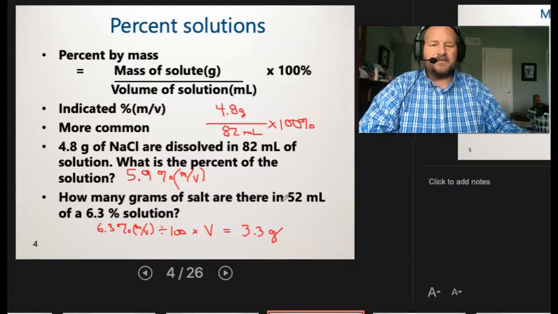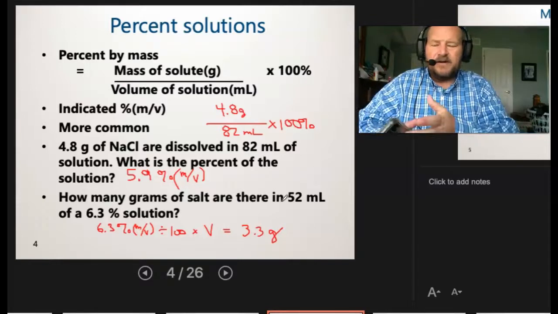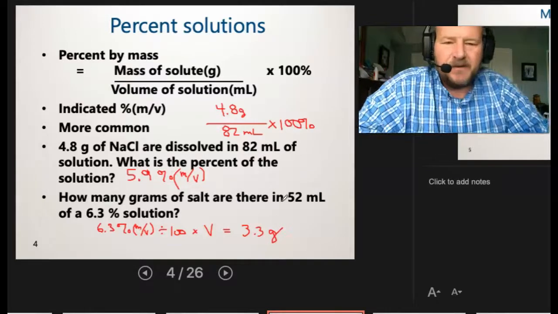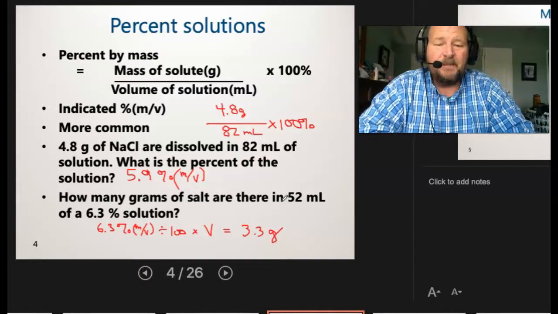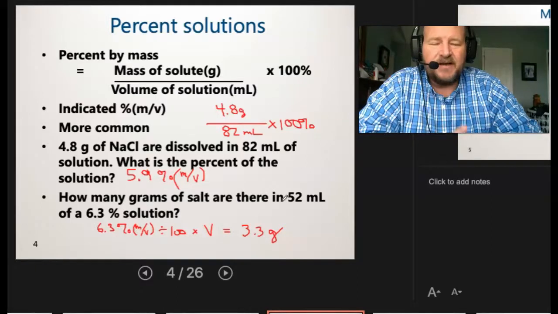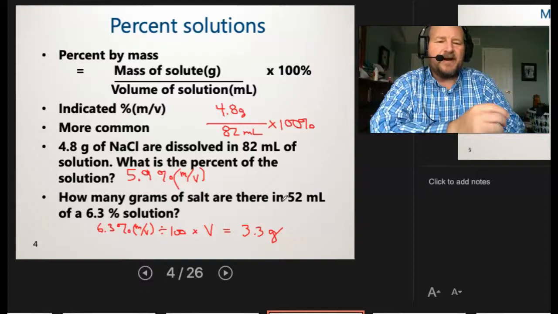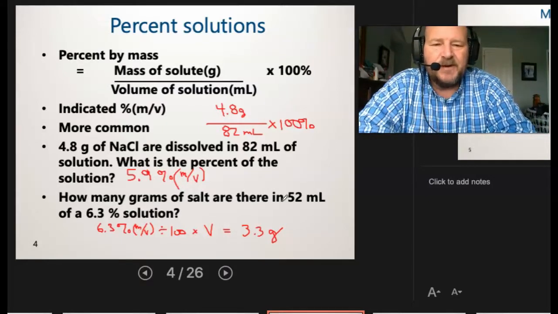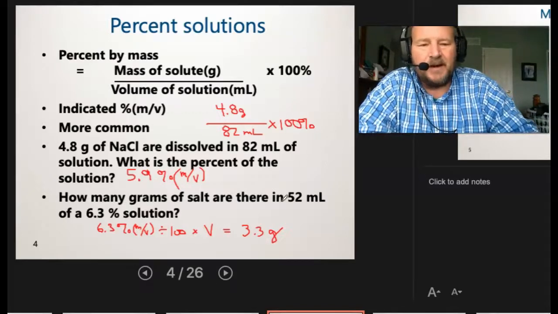Right, 3.3 grams. All right, now there's also mass over mass percentage, percent M over M. Those are not common at all, so I don't even take the time to put it on a slide. However, you should be prepared for that. If I ask a question that's mass over mass, it's just like these last two, except it'd be grams over grams, and then percent M over M.